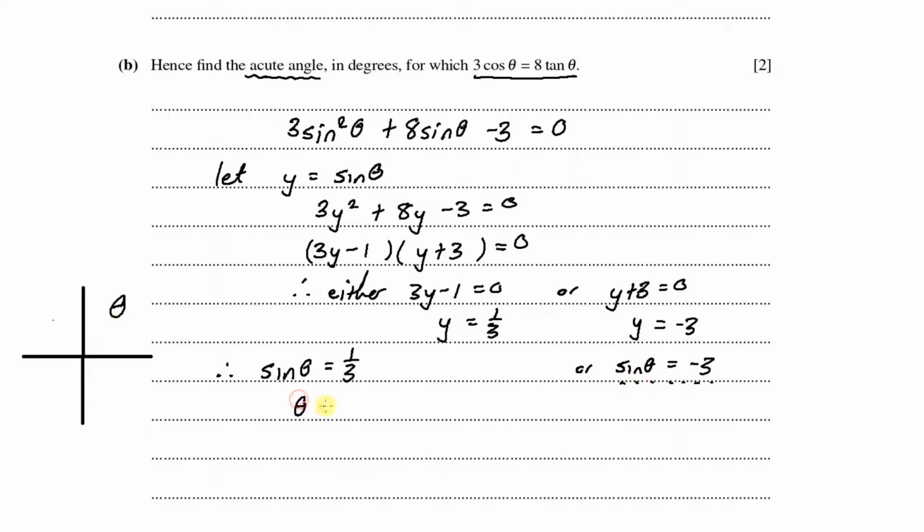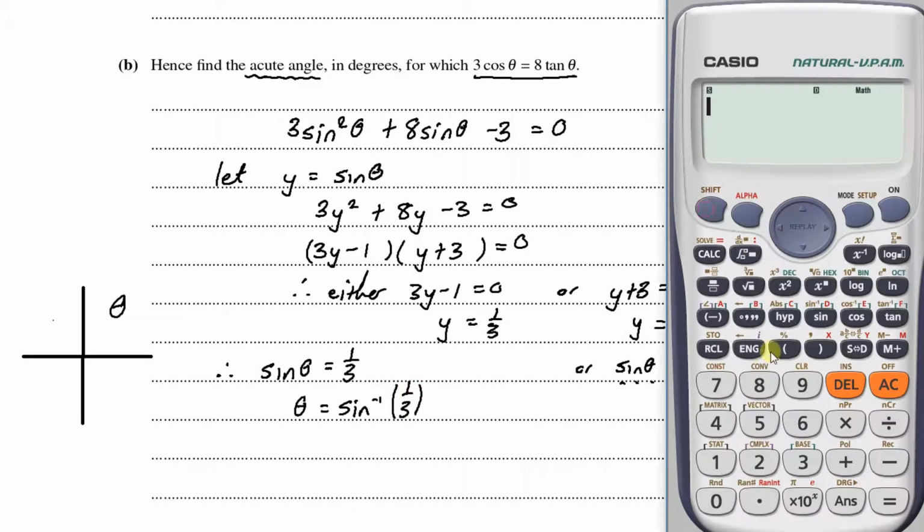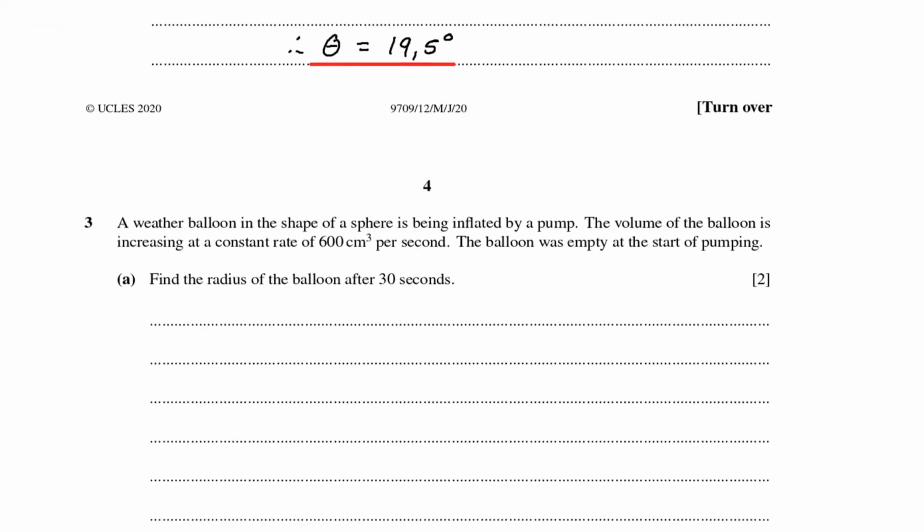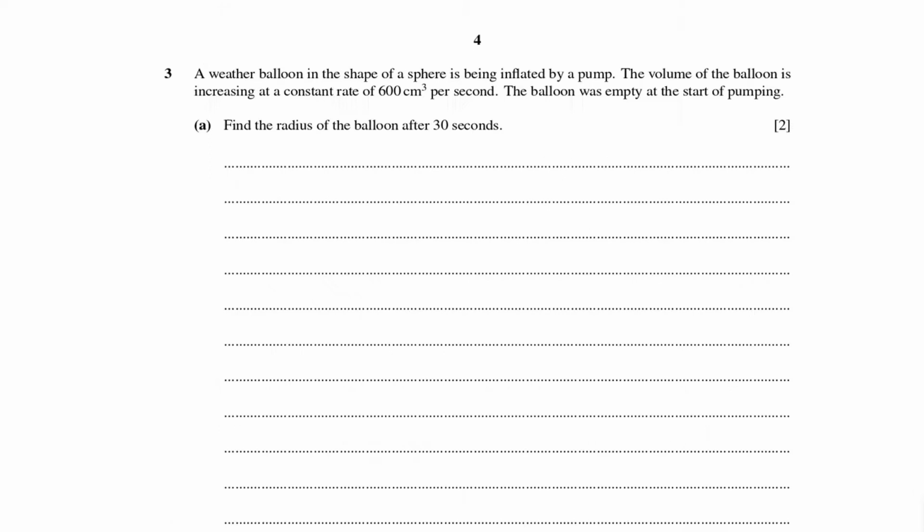So we know that theta is equal to arcsine of a third, and we can type that in. And we get the answer as 19.5 degrees. So therefore, theta is equal to 19.5 degrees. And that's the acute angle here giving us the answer. And that's it for part B. Let's scroll down to the next question. That's question number 3.